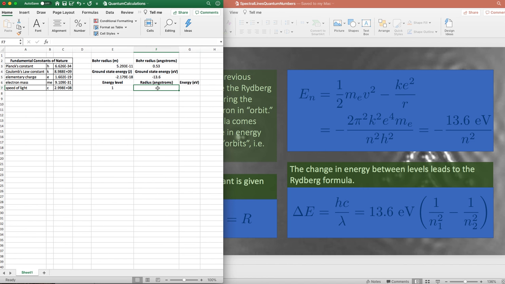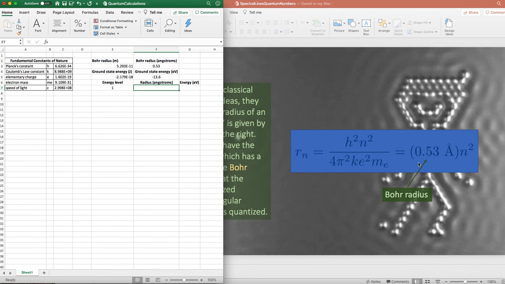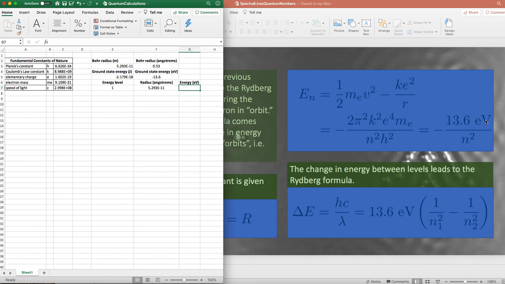Okay, now a little bit more. We can make a general formula for calculating the radius in angstroms and the energy in electron volts for any energy level we want. The way we do that is, let's go back to the radius formula: we take the Bohr radius and multiply by n squared. So if I put the energy level here and square it. And then for the energy, I take the ground state energy and divide by n squared.